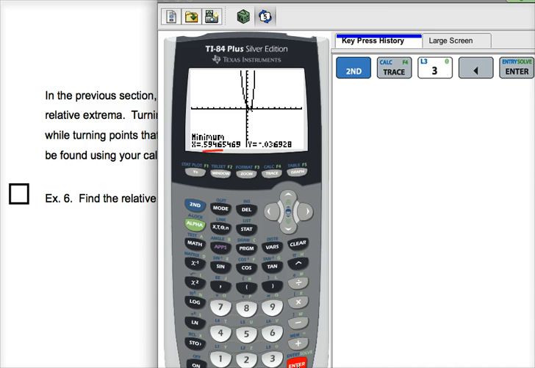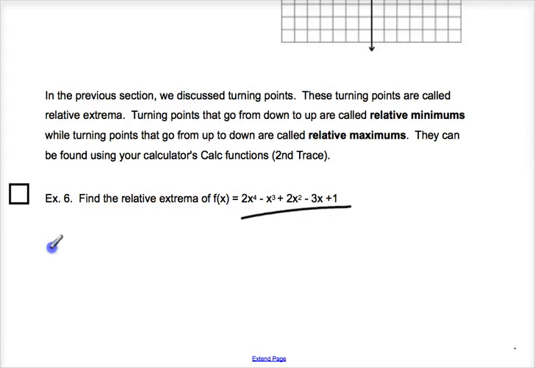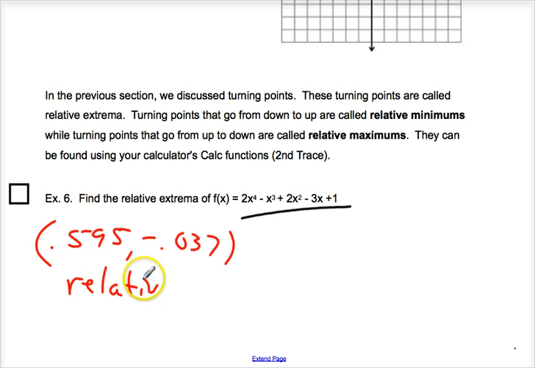And then you get what your answers are. 0.595 is the x, and negative 0.037, we'll go to 3 spots, as the y. And that's what you're going to write. 0.595, negative 0.037 is called the relative minimum. And that's what you're going to use to figure out those high points and low points. You're just going to plug it in your calculator and use either the min or max function.